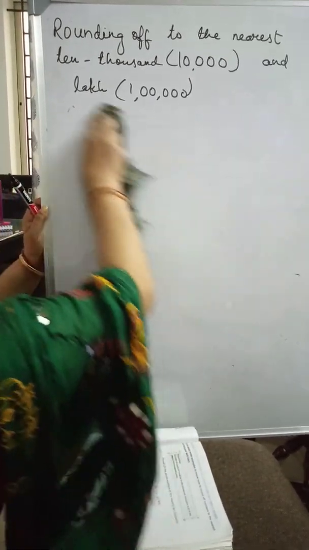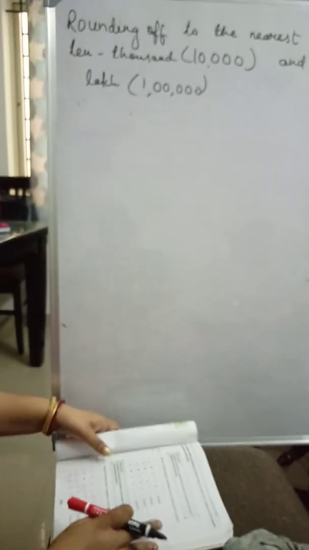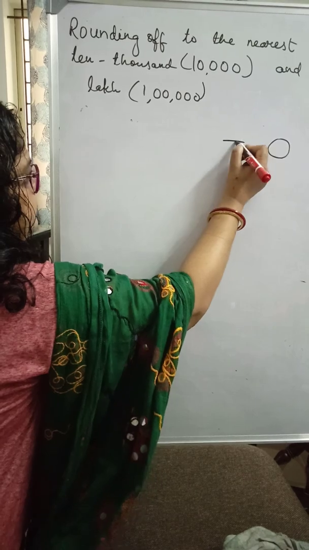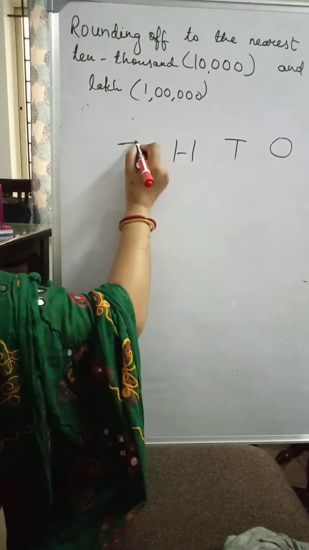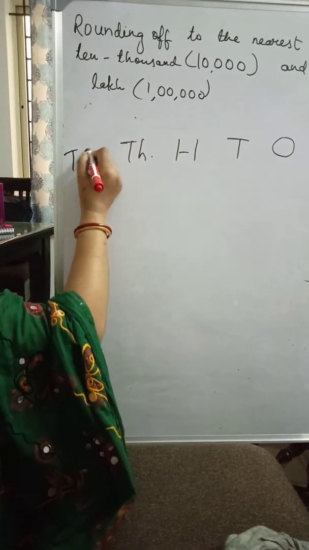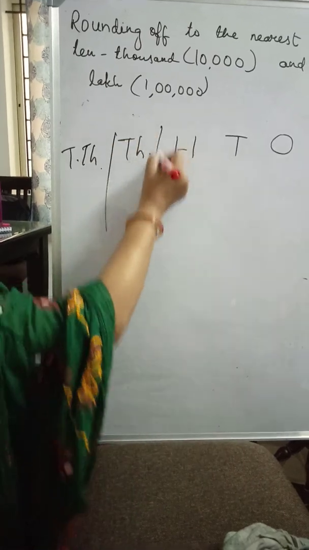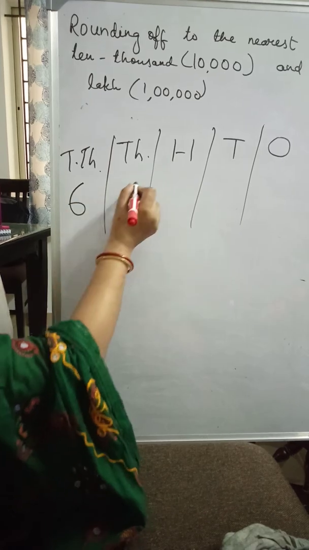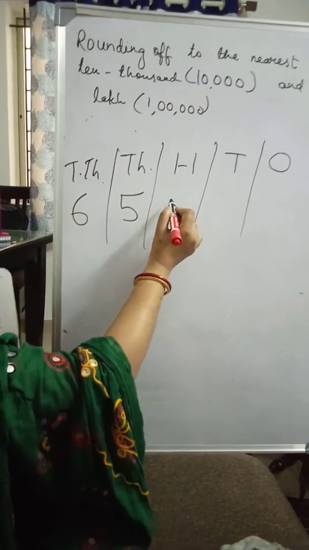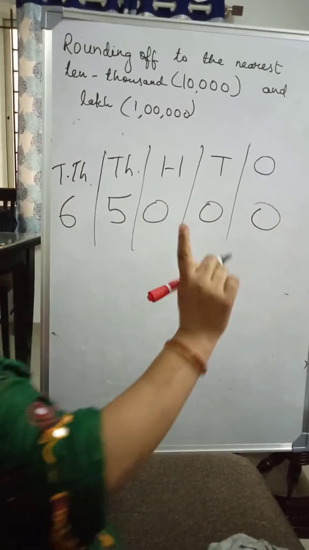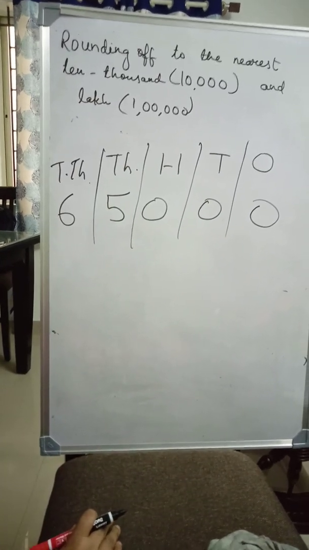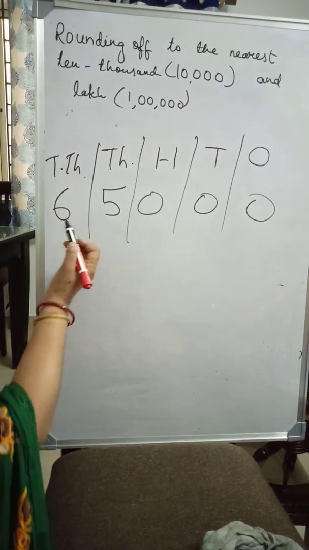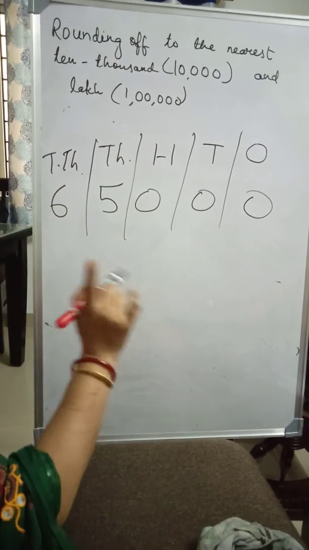Let us take another example in order to round off to the nearest 10,000. Let us make the place value chart: ones, tens, 100, 1,000, 10,000. Now let's see the number 65,000. You have to round off to the nearest 10,000. Here, what is the number? The number is 65,000. First point.